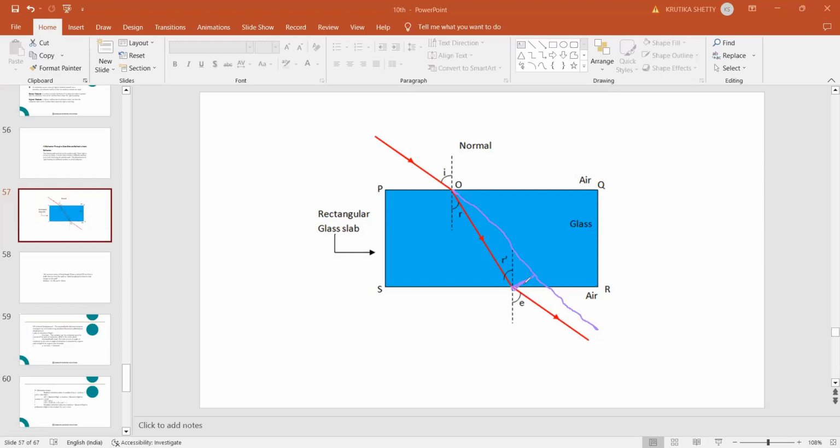The perpendicular distance between them, this is called as what? Lateral displacement. This is called lateral displacement. I hope the lateral displacement is clear to you.